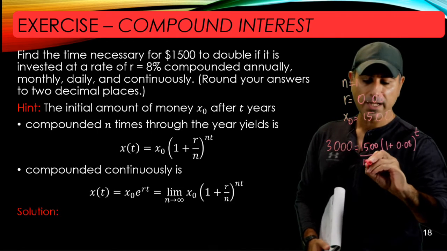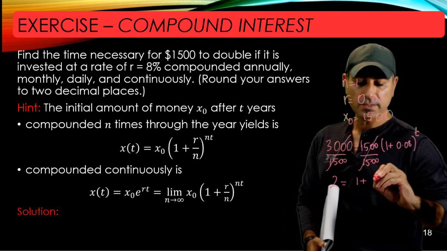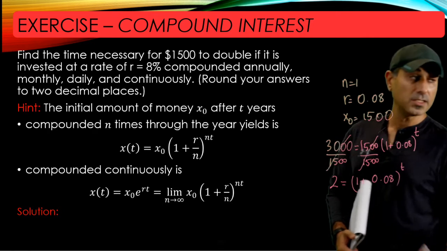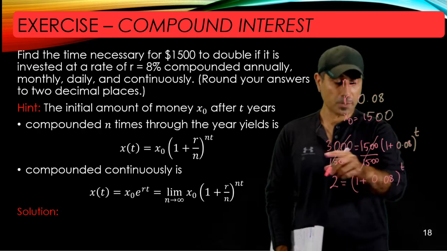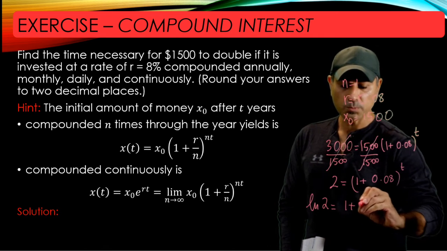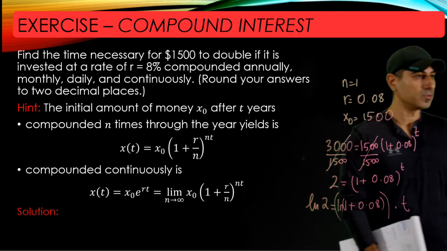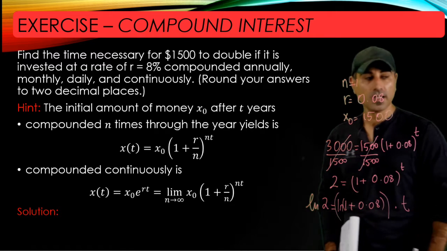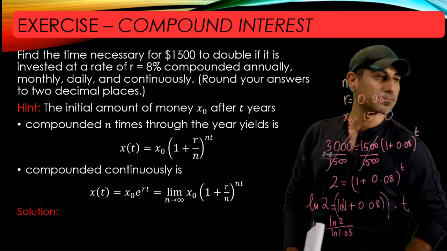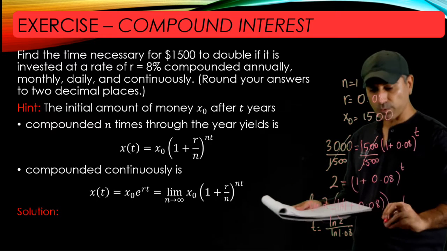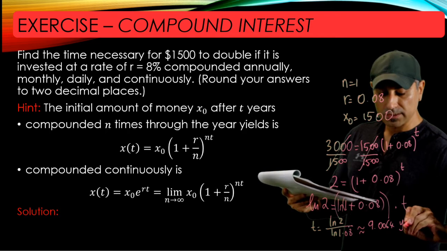So why don't we divide both sides by 1,500, so that you have 2 on the left and (1 plus 0.08) to the power t on the right. Well, to solve this equation for t, we remember something from pre-calculus. We take the ln of both sides, okay? So ln 2 equals t times ln of (1 plus 0.08). Normally t goes down, so you have ln of 1.08 times t. So in turn, t is going to be ln 2 divided by ln 1.08. Okay, this is something that you can use your calculator for, and you get 9.0064 years.